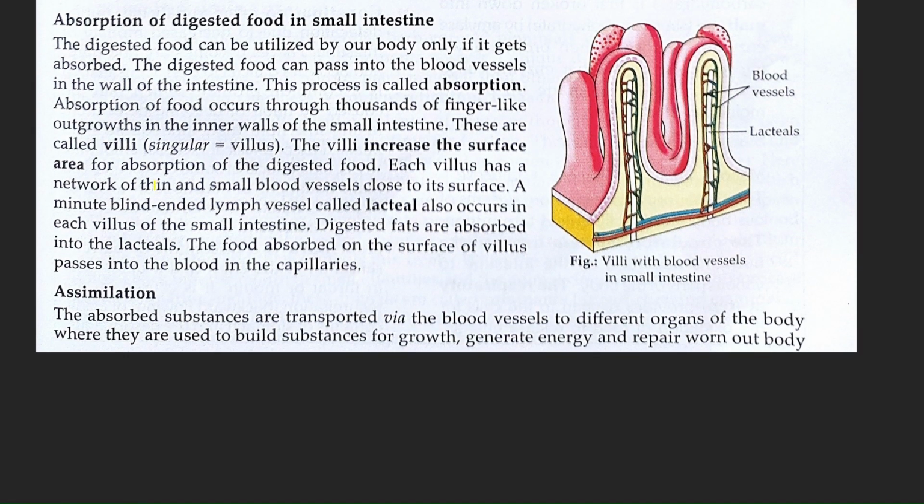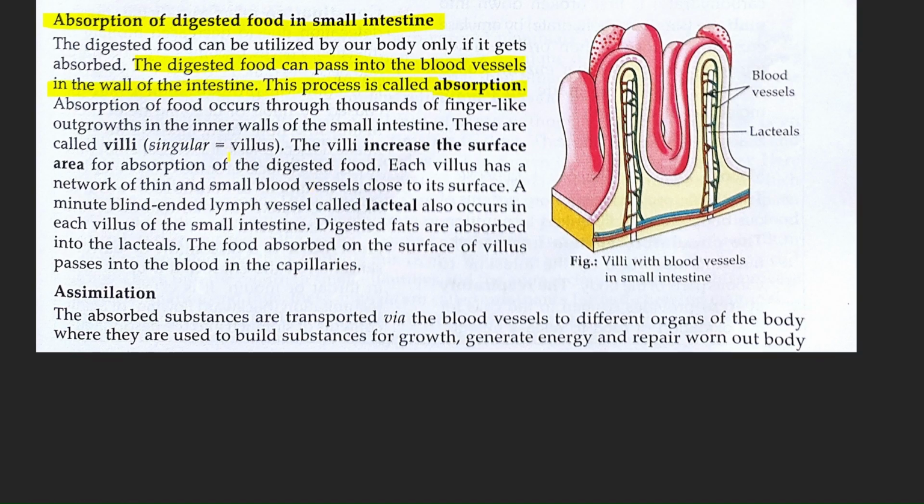Next, absorption of digested food in the small intestine. The digested food can be utilized by our body only if it gets absorbed. The digested food passes into the blood vessels in the walls of the intestine. This process is called absorption.